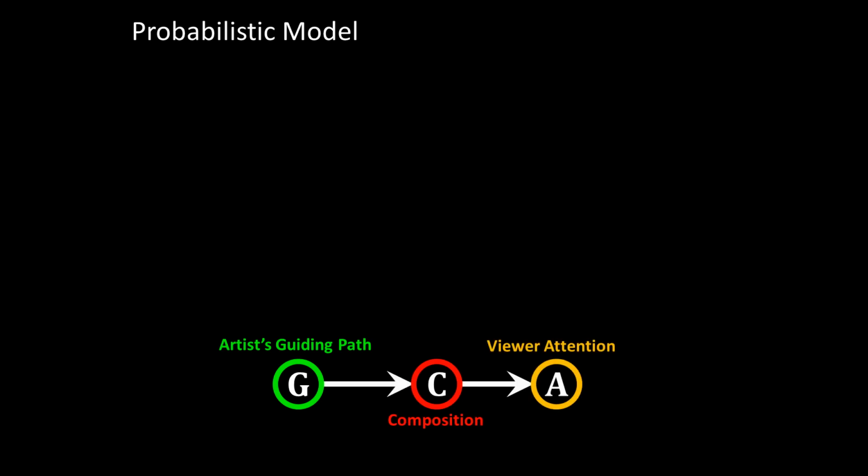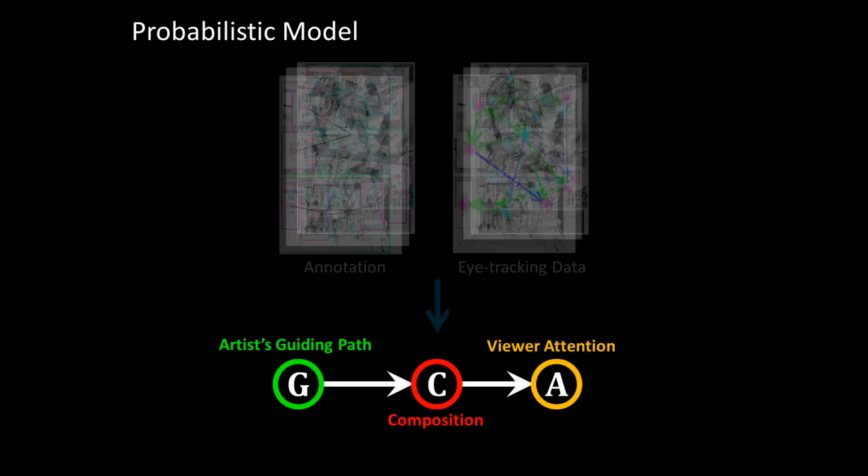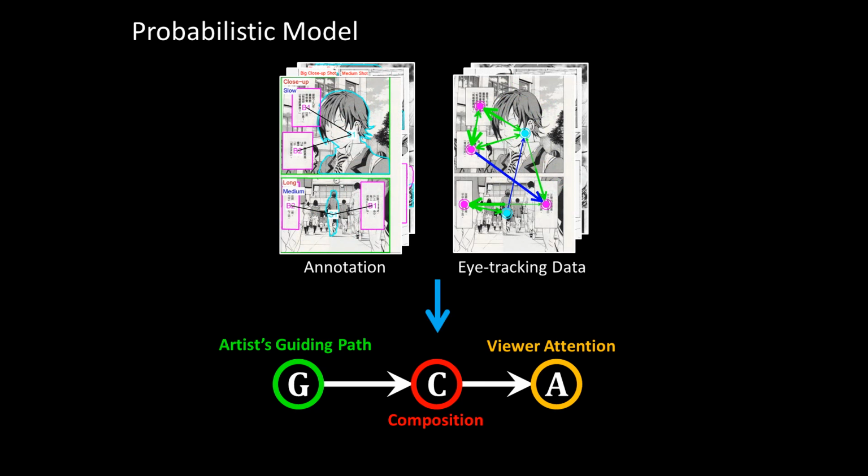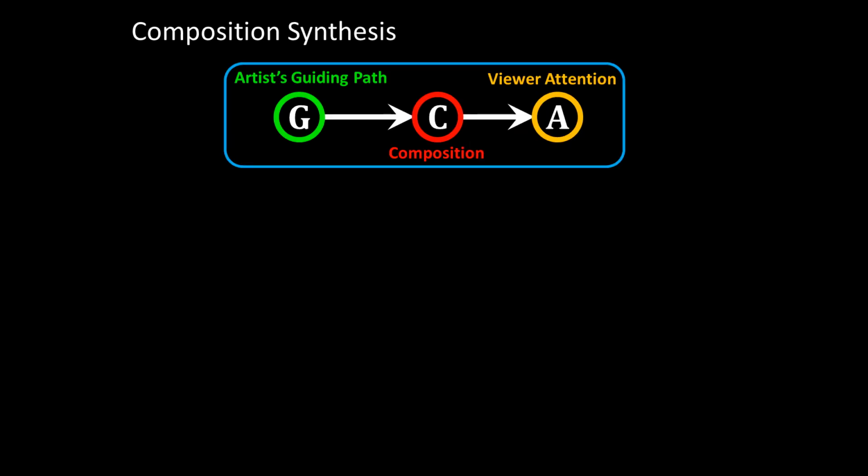Our core contribution is a probabilistic graphical model, which connects artist's guiding path, composition and viewer attention in a single probabilistic network. The model is trained on a set of manga pages, which are annotated and have eye-tracking data from multiple viewers. The trained model is used for subject and balloon composition.